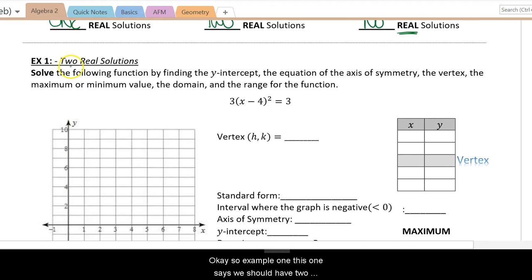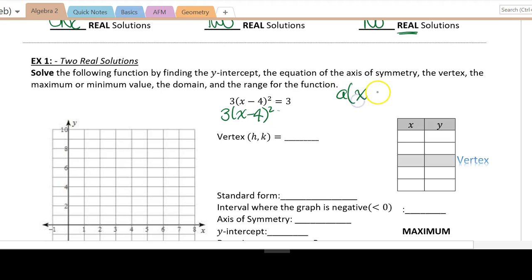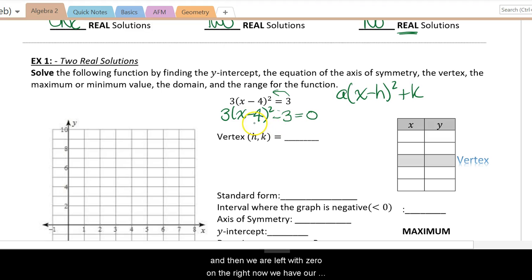Okay, so example 1, this one says we should have two real solutions. So let's go ahead and graph this. First things first, we want to get this in a form that we recognize, and we all feel quite comfortable with: vertex form, a times the quantity x minus h squared plus k. This 3 is on the wrong side, so we have to move it over to the left. So we're going to have to subtract, and then we're left with 0 on the right. Now we have our h and our k. So at positive 4 and negative 3. So I have 4 and negative 3.